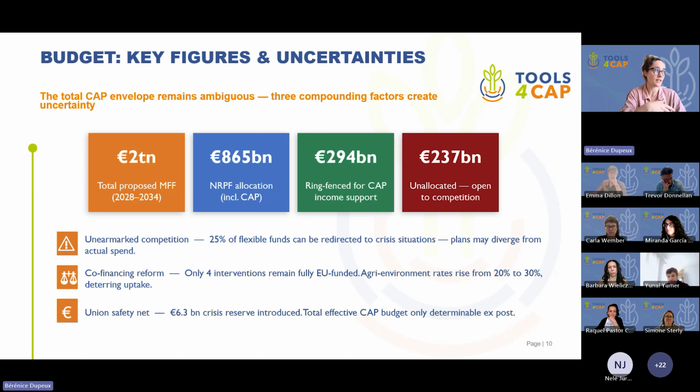another source of uncertainty regarding how the EU CAP budget will look is that there is a union safety net where 6.3 billion euros is introduced to address crises as well. So overall, what we can say is that we will be at the starting point, and the starting point might be very different, and what we expect the CAP to look like might be very different at the end of the programming period.